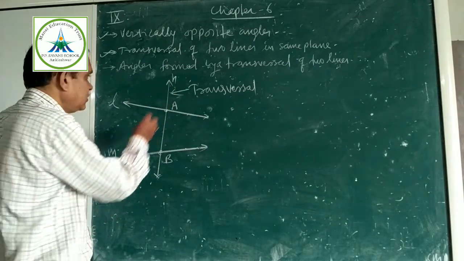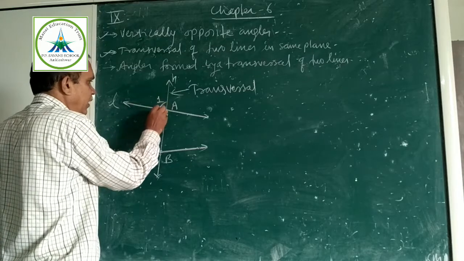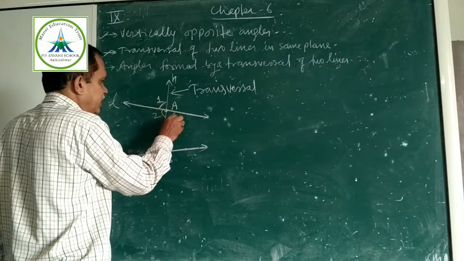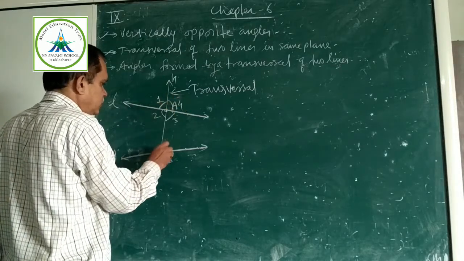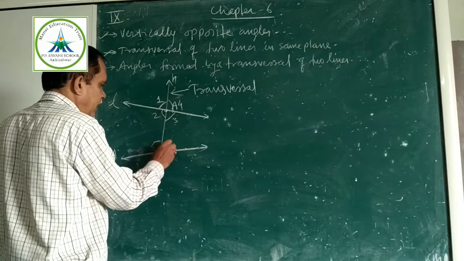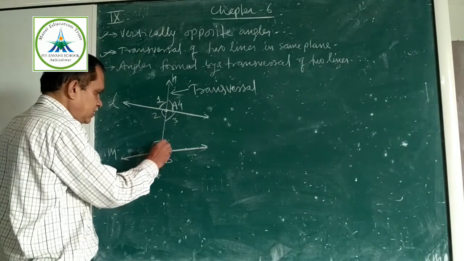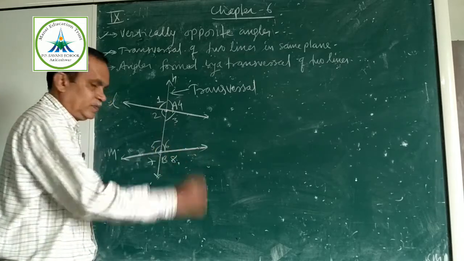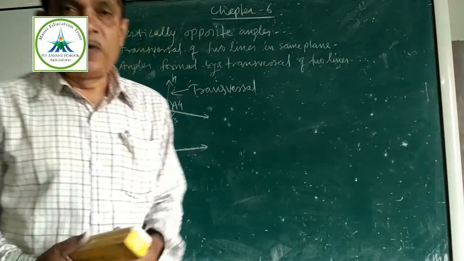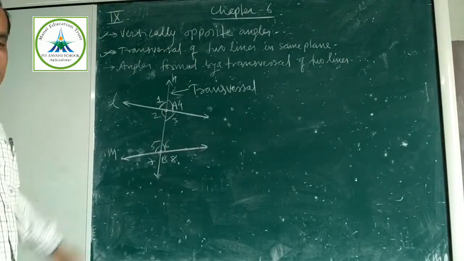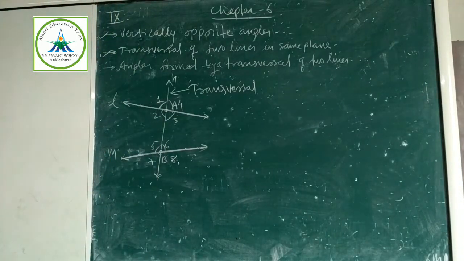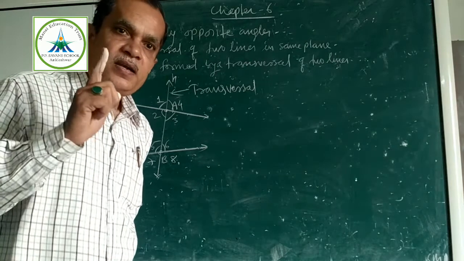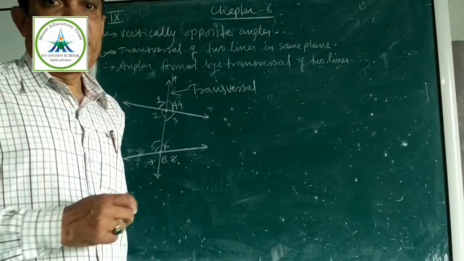See, I am marking angles: angle 1, angle 2, angle 3, angle 4, angle 5, angle 6, angle 7, angle 8. Okay, look here now. Very interesting and easy. I am writing some pairs of angles. I am writing only one pair. Then you will see the diagram and tell me very similar pairs of angles.